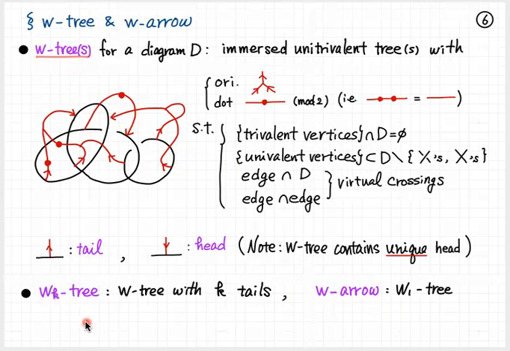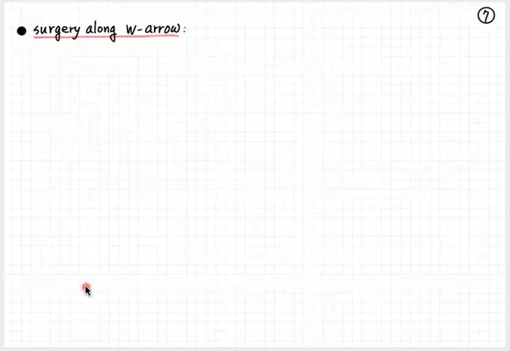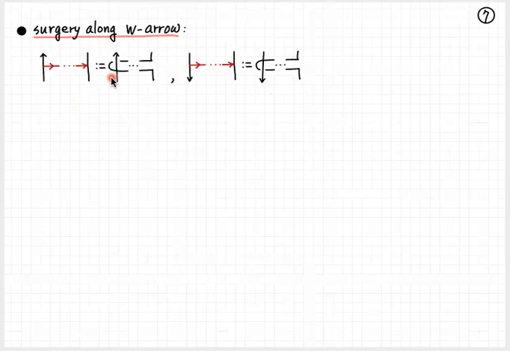Then we will define surgery along a double arrow. Surgery along a double tree will be defined later, so here we concentrate on the double arrow. Surgery along a double arrow is defined as follows. If you have a double arrow like this, then the tail part is replaced like this and the head part is replaced like this, and the other parts are just made parallel.